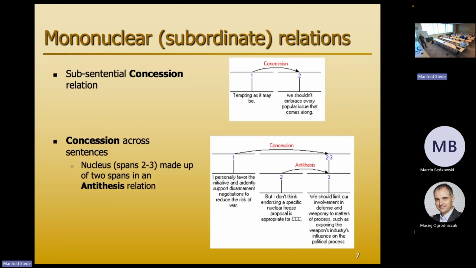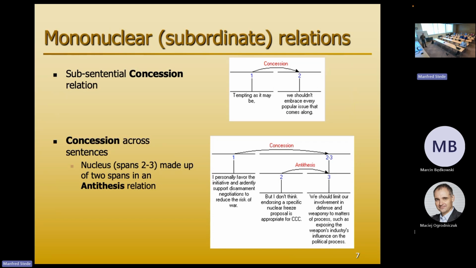It is a mononuclear relation, or subordinate, as they also call it, with, I think, an intended reference to linguistic subordination. Here we have a substantial concession relation. "Tempting as it may be, we shouldn't embrace every popular issue." This is one from Mann and Thompson's examples, which we can paraphrase as, although it is tempting, we shouldn't. You concede it is tempting, but then no, we should not. And that's a classical case of a concession.